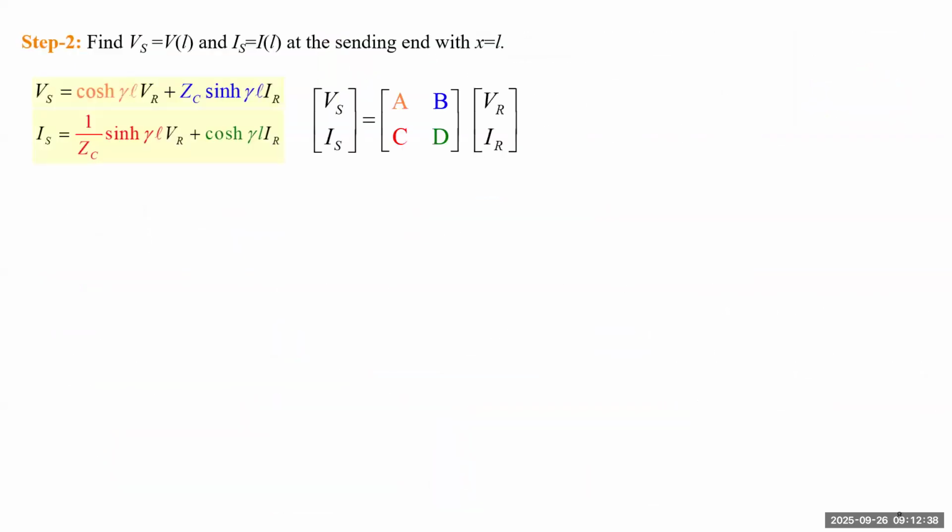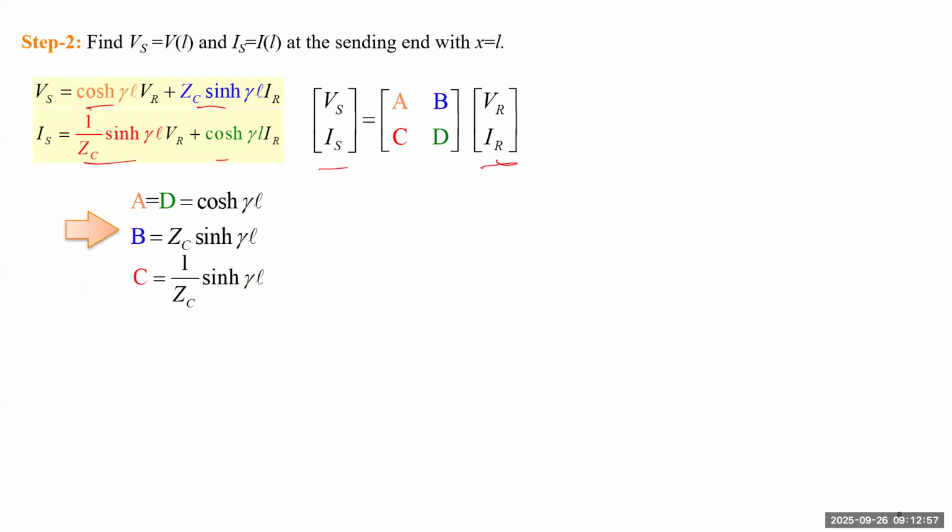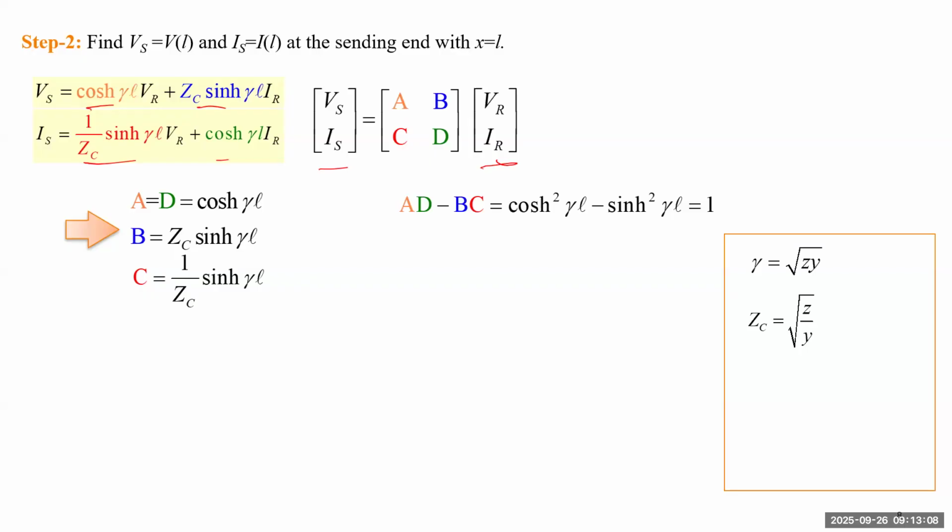Then we compare this to our standard transformation model, which transforms the receiving end voltage and current to the sending end voltage and current by four values, A, B, C, D, which correspond to the coefficients in the formula we got from the previous slide. It still meets the conditions for a passive line because the determinant is still 1.